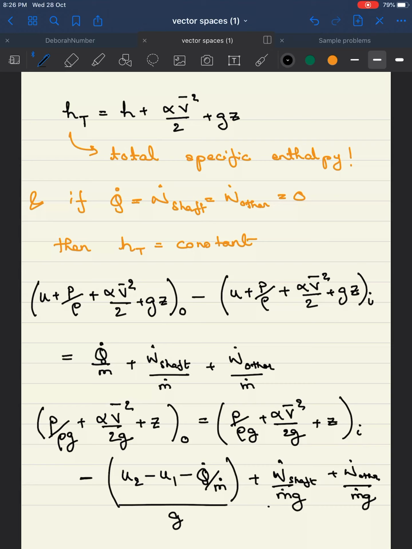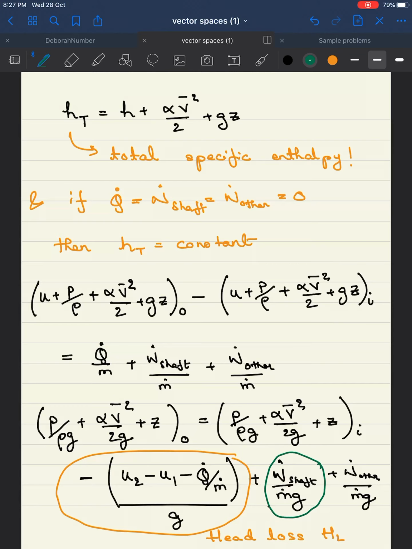Now this particular term is also called head loss, written as H subscript L, and it's basically the head loss due to the heating of the fluid. This term, I'm probably going to run out of space here, is also called the shaft head.